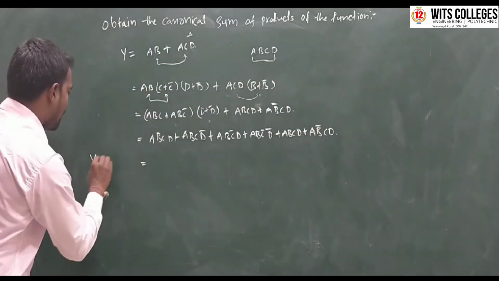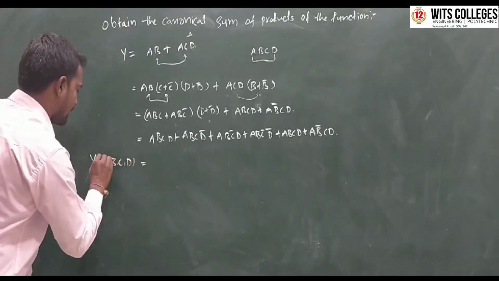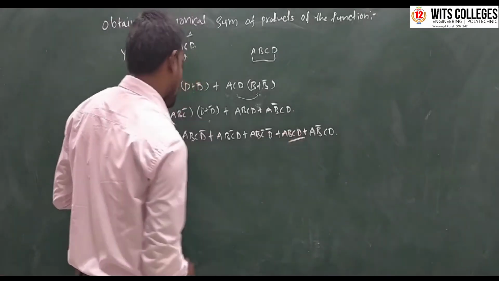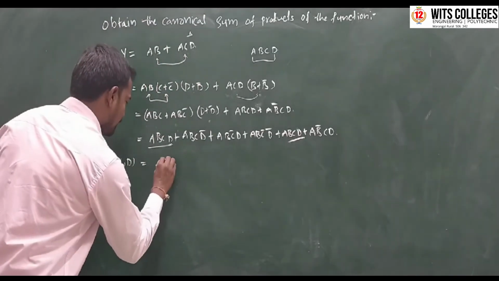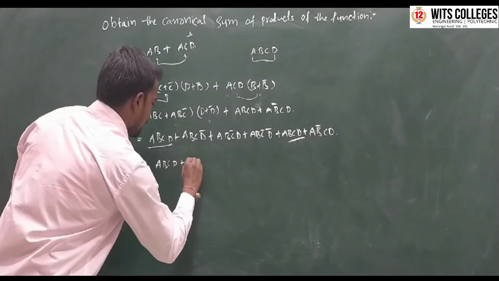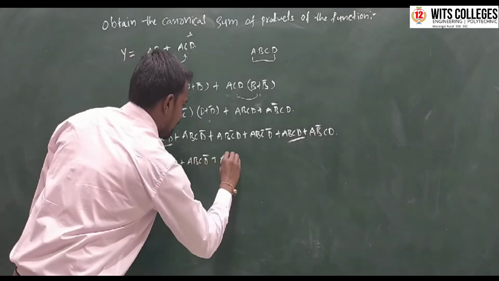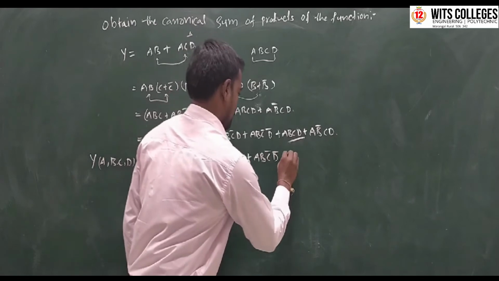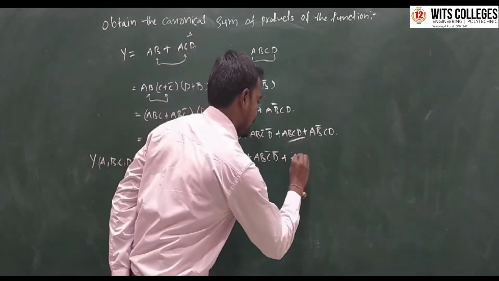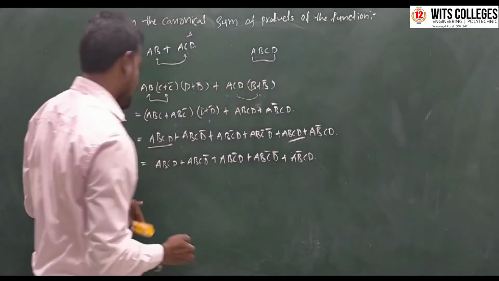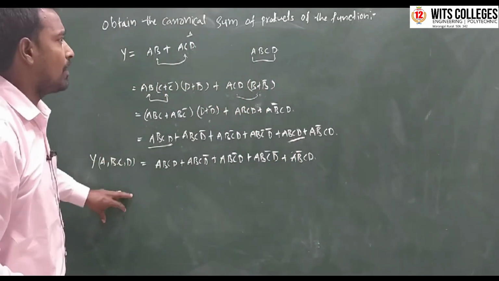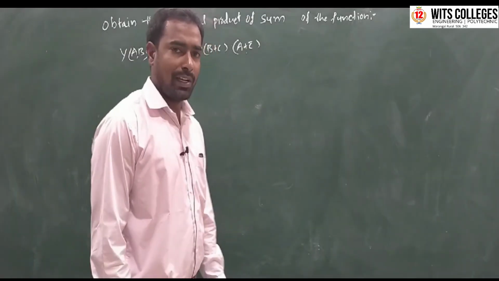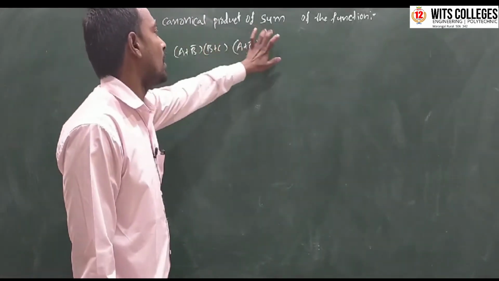Finally, we will get Y of A comma B comma C comma D is equal to A B C D, and again here we have A B C D as a common term, and we will write A B C D plus A B C D bar plus A B C bar D plus A B C bar D bar plus A B bar C D. Okay, so this is the finalized expression of sum of products, that is Y is equal to AB plus ACD.